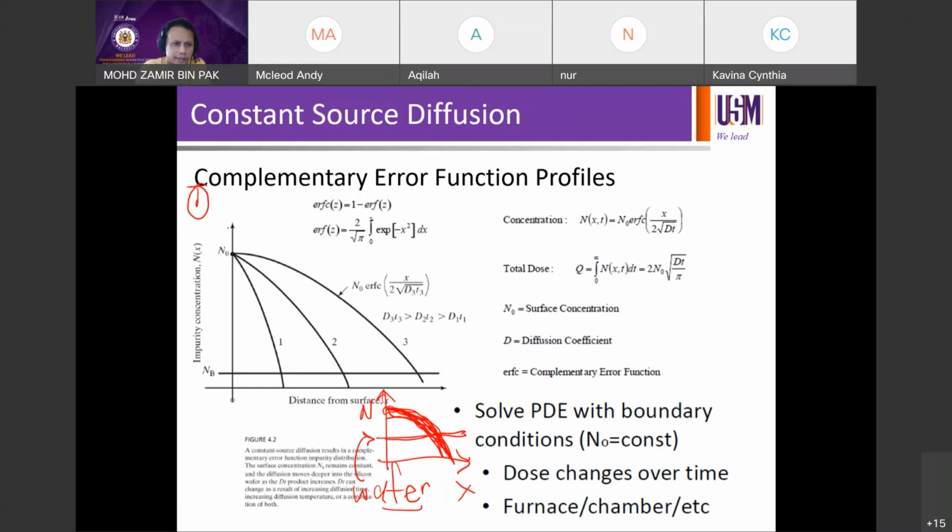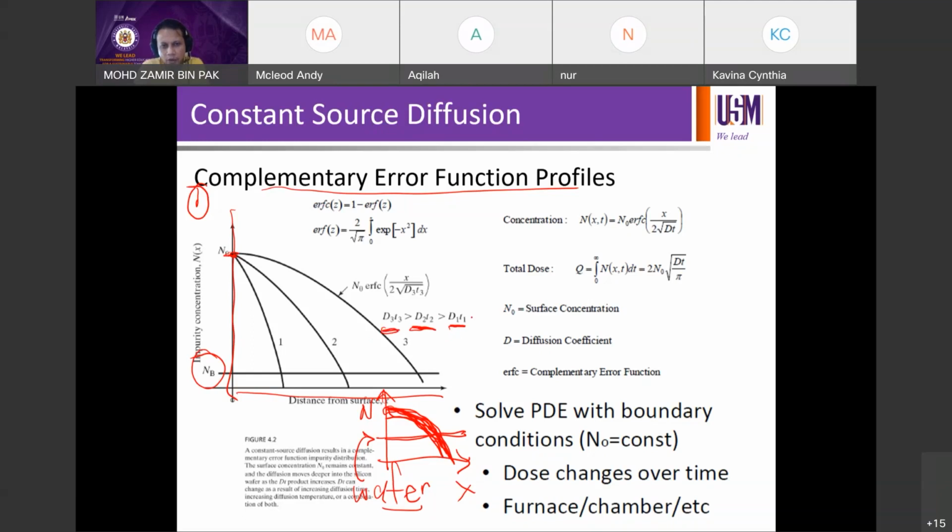Your y-axis is the concentration, x is the depth, the concentration at the surface is n0, and nb is the background doping. If you talk about the complementary error function profile, you need to know the Dt product of the process. That means the product of your diffusivity times the time or duration.